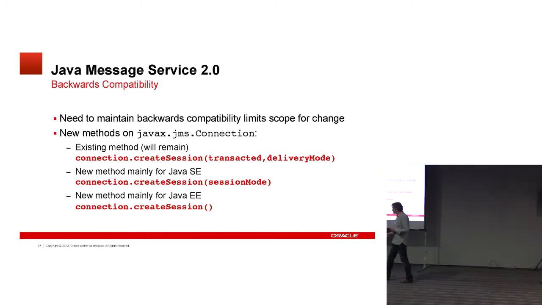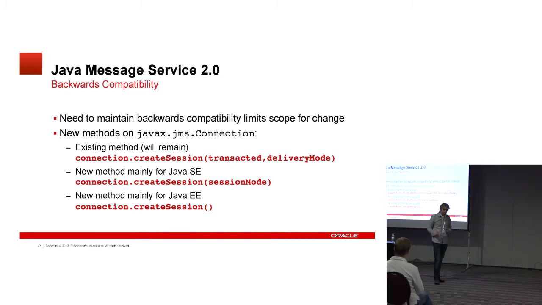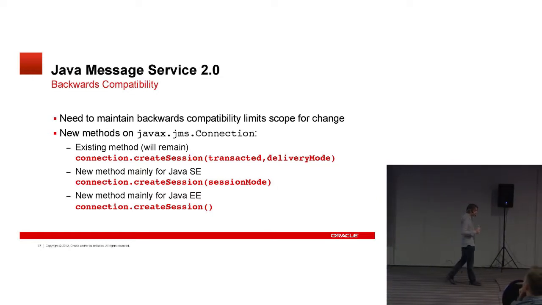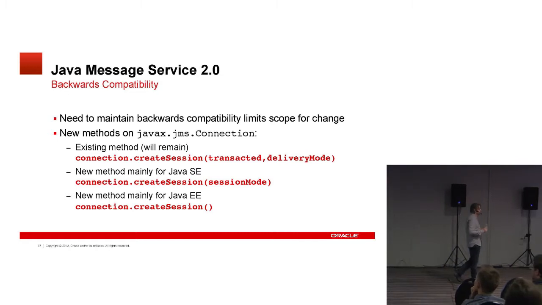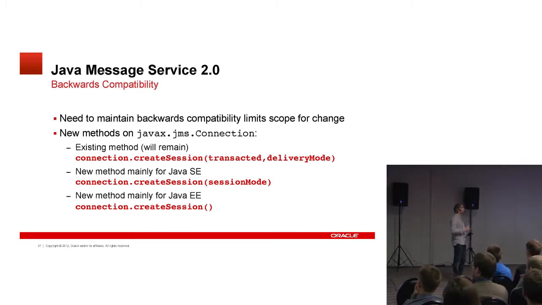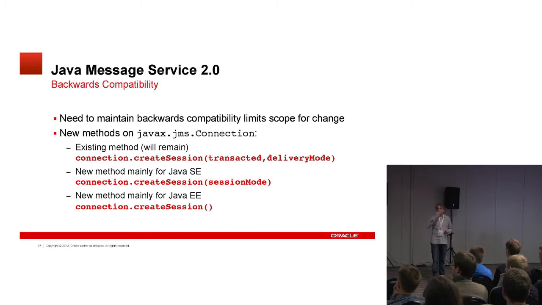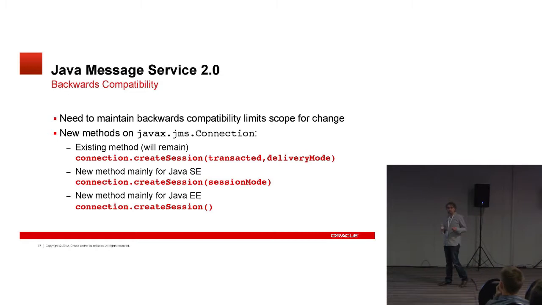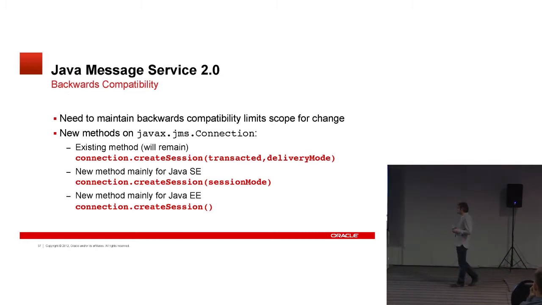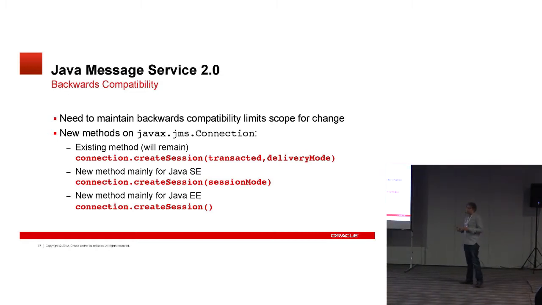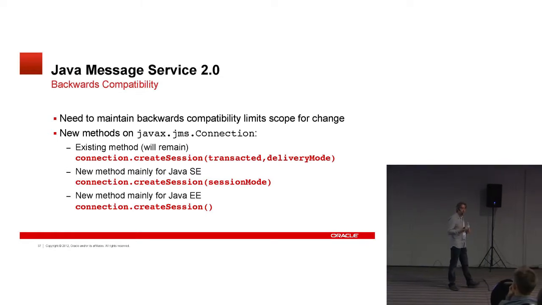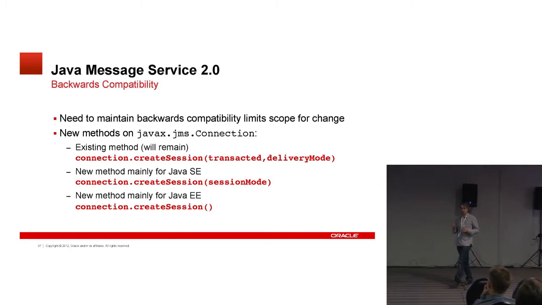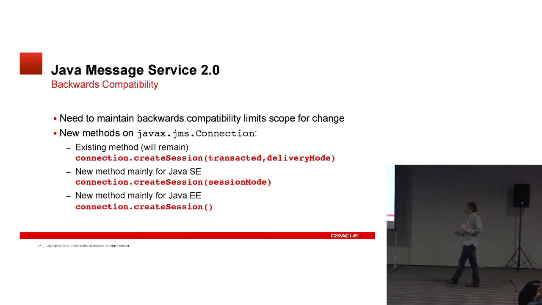I told you that JMS 1.1 is widely used. So we want to simplify how to use JMS, but we also have to keep in mind that a lot of people are using JMS 1.1 today. So we don't want to break that. Backward compatibility is key. So what we have done in JMS 2 is that we now have two APIs in JMS: the classic API, which is basically the old JMS 1.1 API, and the simplified API.